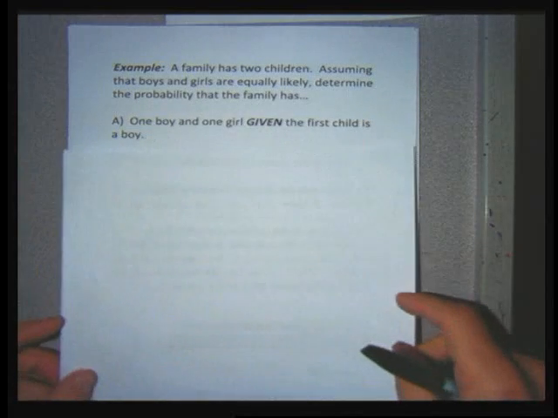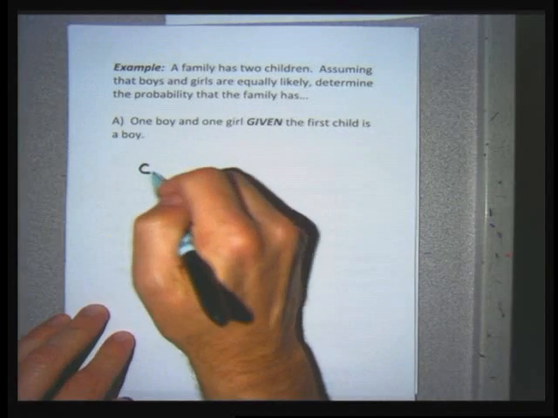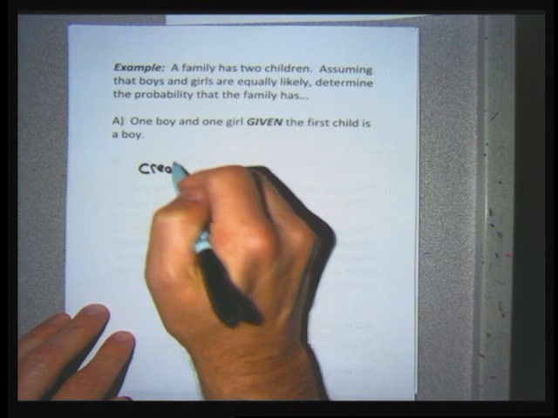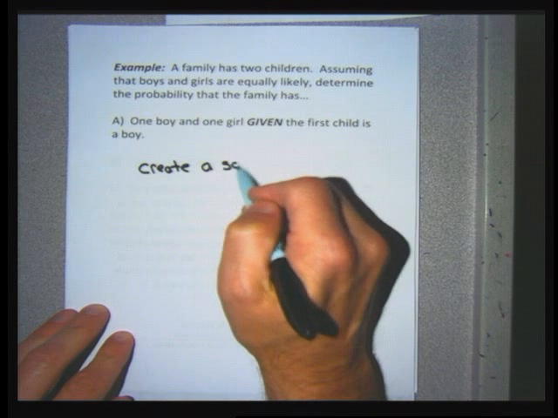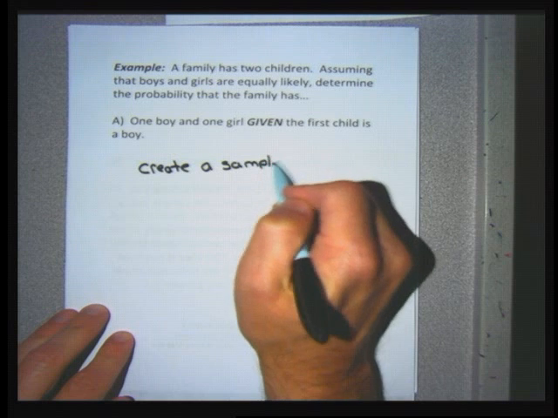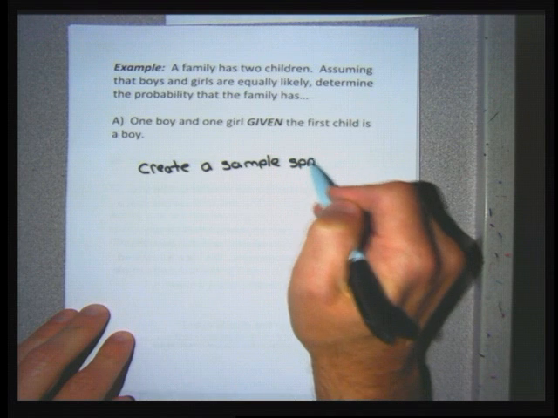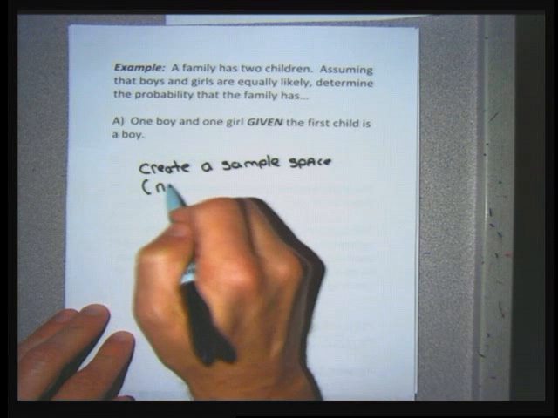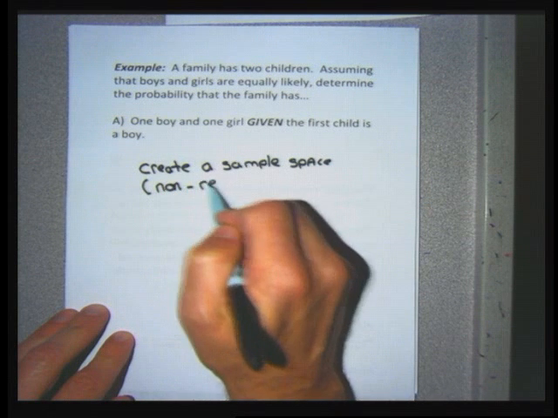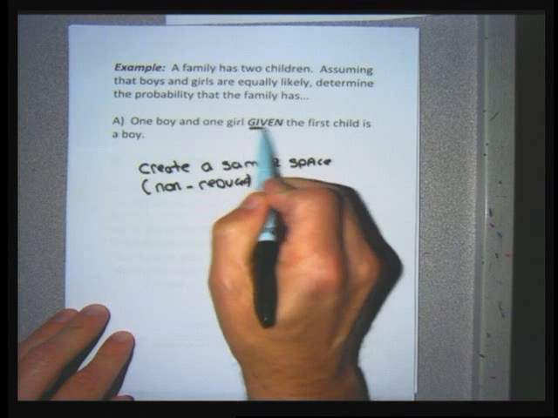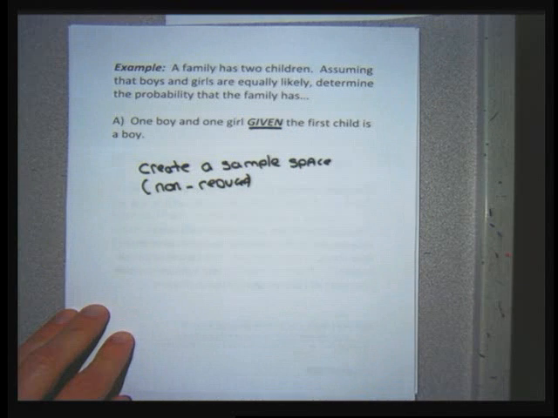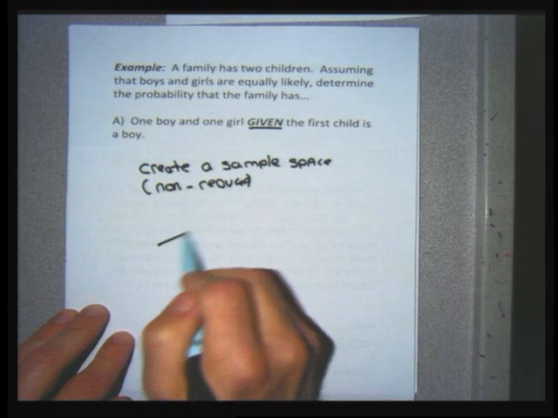So what I'm going to do first is create a sample space for a family having 2 children, and then I'm going to reduce it for each problem, each part of the question. I'll say it's a non-reduced sample space because I need the complete sample space before I can reduce it. In each one of these problems, you see the word given. That means the sample space that's appropriate for a problem without any additional information isn't appropriate to use for our problem. So I'm going to do a sample space for a family having 2 children.